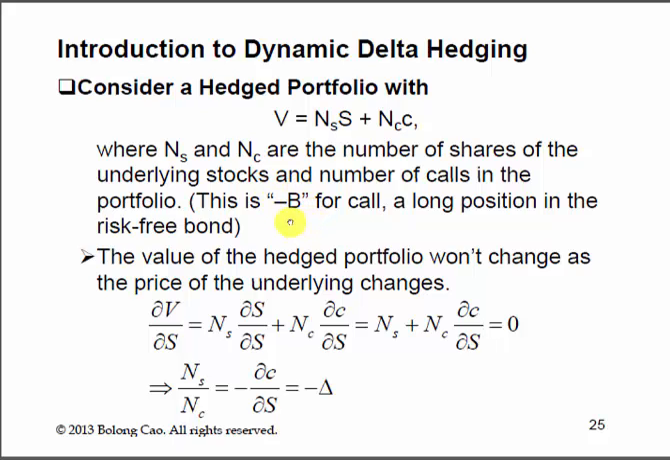It is that minus B for call. It's a long position in the risk-free bond. In other words, if I have written calls, and I hedge my written calls with certain long shares, because with a written call I may have the obligation to deliver the underlying shares, so I need to hedge. And then by proper hedging, I will achieve that this hedged portfolio has a risk-free return.